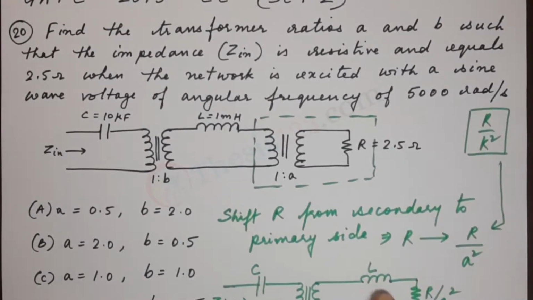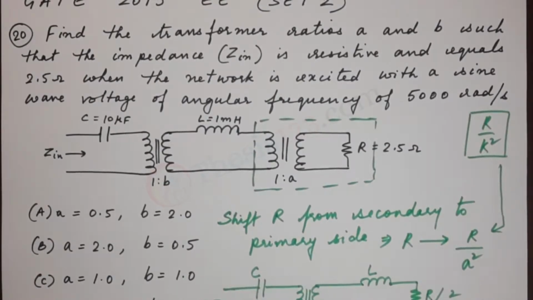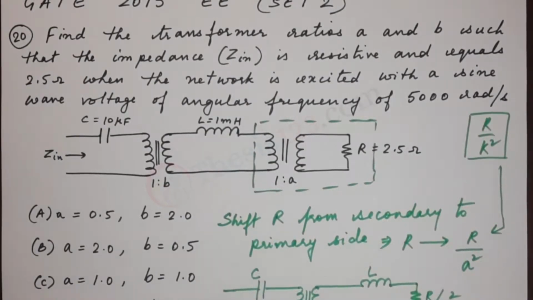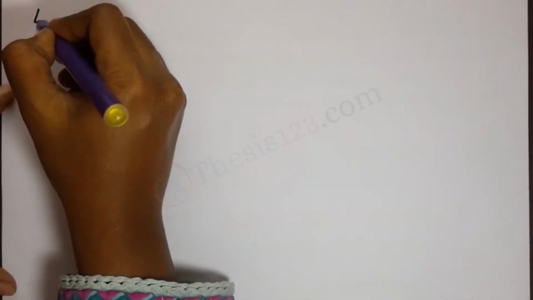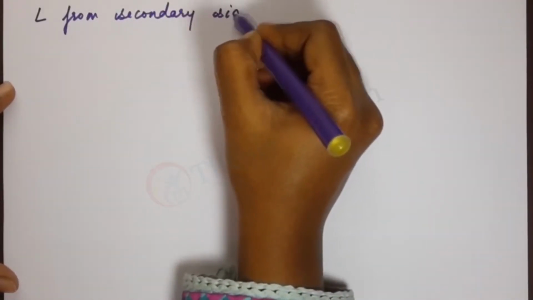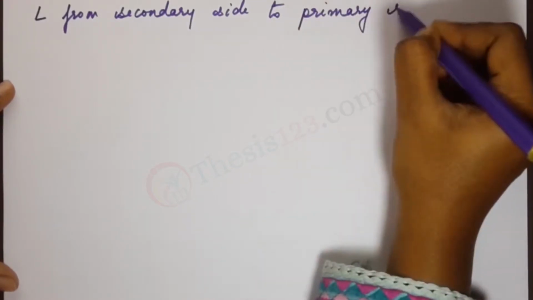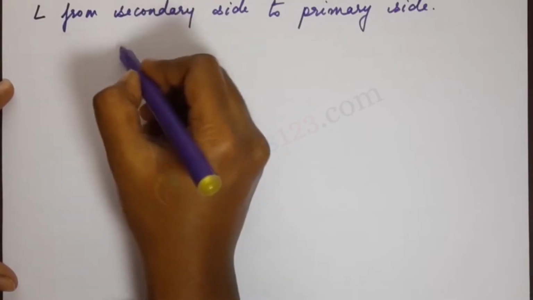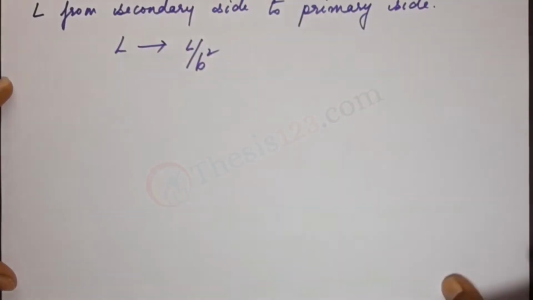Next, let's shift the inductance here, L, from the secondary side to the primary side. Okay, we are going to do that next. Inductance L from secondary side to primary side. Now what do we have? L becomes L by B square.